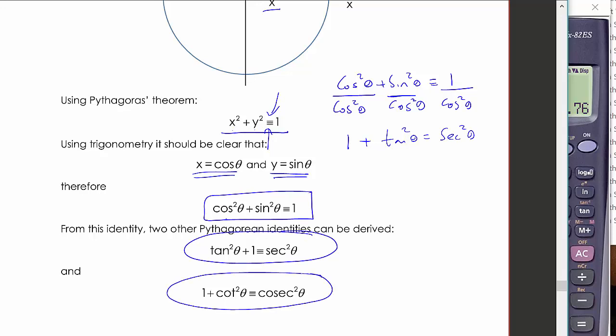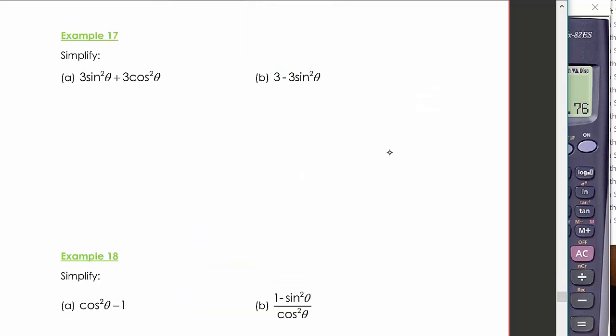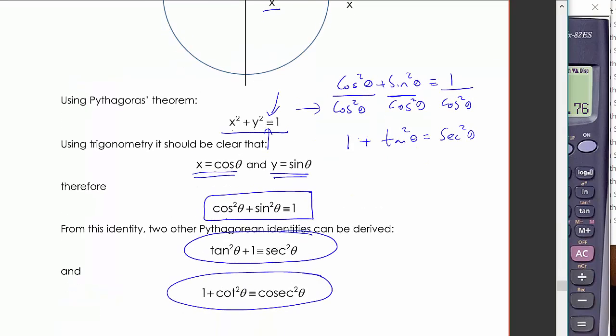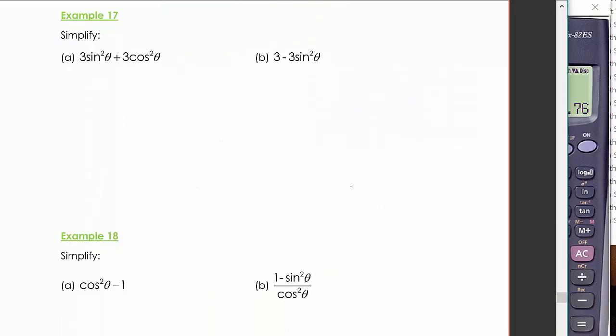And also, you've got this one, and all you do differently to get that is divide everything by sine squared instead of dividing by cos squared. So those are your Pythagorean identities. And we can use those to answer questions.